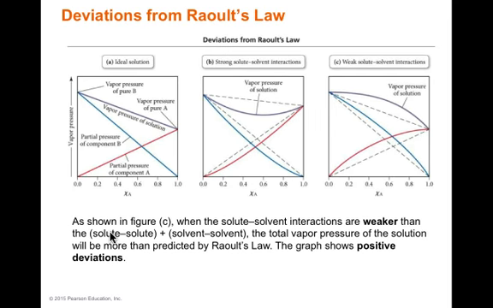In Figure C, we see that the lines for the partial pressure of A and the partial pressure of B and the total pressure of the solution are all curved upward. The total pressure of the solution is higher than what is predicted by Raoult's law, and the solution of liquids A and B is non-ideal. The solute-solvent interactions in this case are weaker than the solute-solute and solvent-solvent interactions. The upward curves indicate positive deviations from Raoult's law.